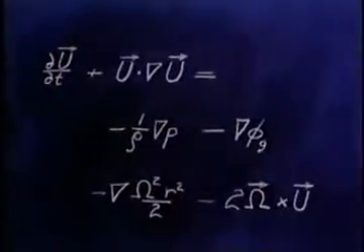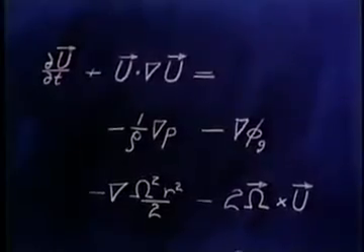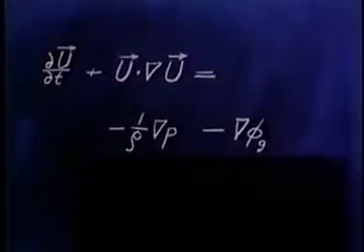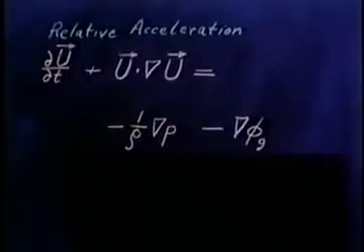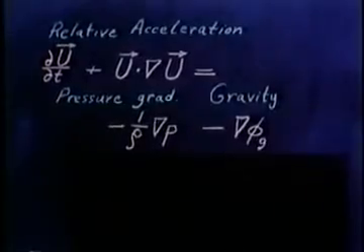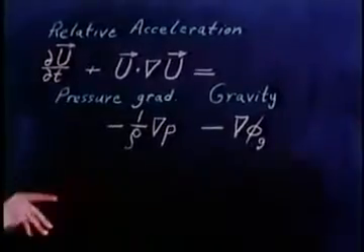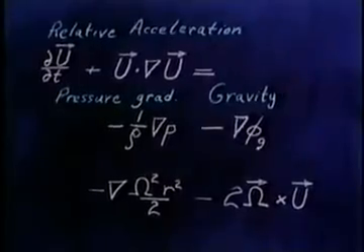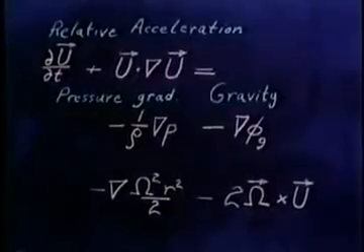The inviscid fluid equation of motion then takes this form. This much of the equation is identical to the non-rotating case. The relative acceleration is balanced by the pressure gradient and the gradient of the gravitational potential. In the non-inertial rotating frame, two additional terms are present. They are acceleration terms, but they are customarily written on the right-hand side of the equation and interpreted as forces.